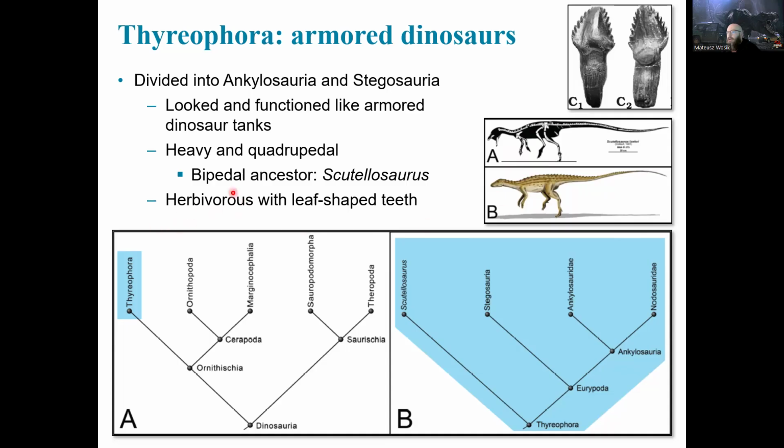And then lastly, they were all herbivorous. So they had these leaf-shaped teeth with these little ridges on the very end, on the kind of margin of it, another ridge towards the very center. So very characteristic type of tooth that we would have, or that they would have.